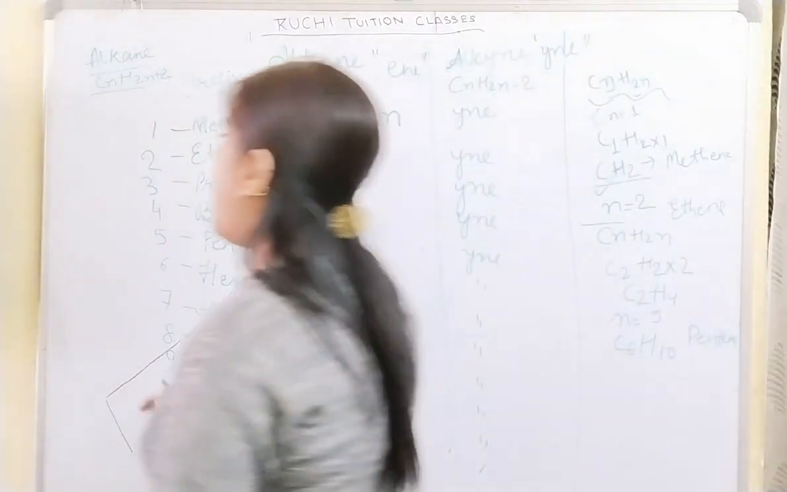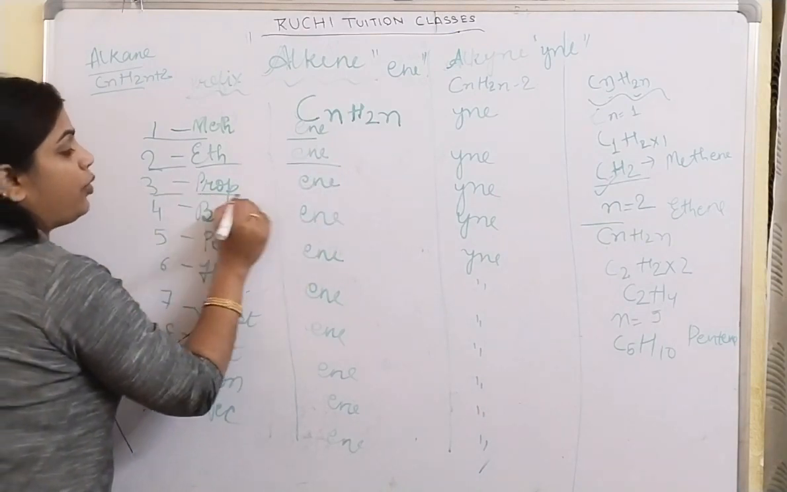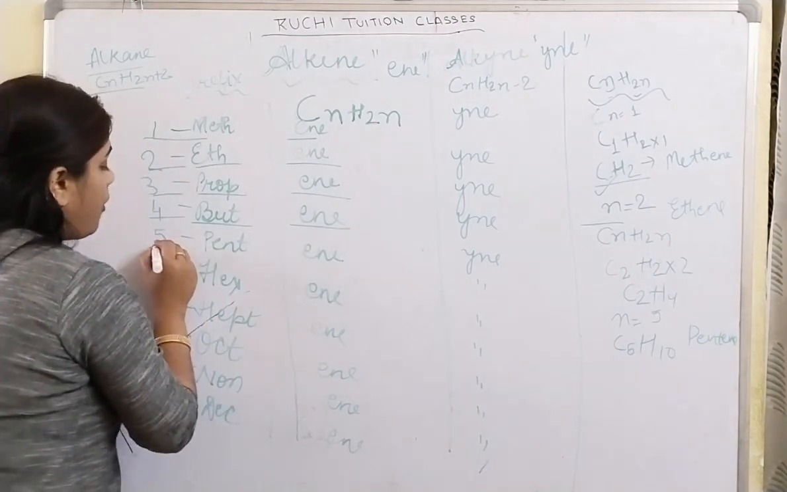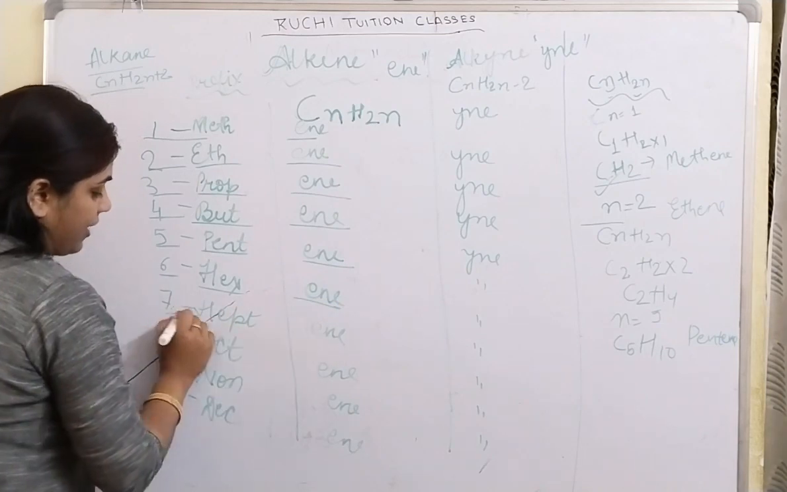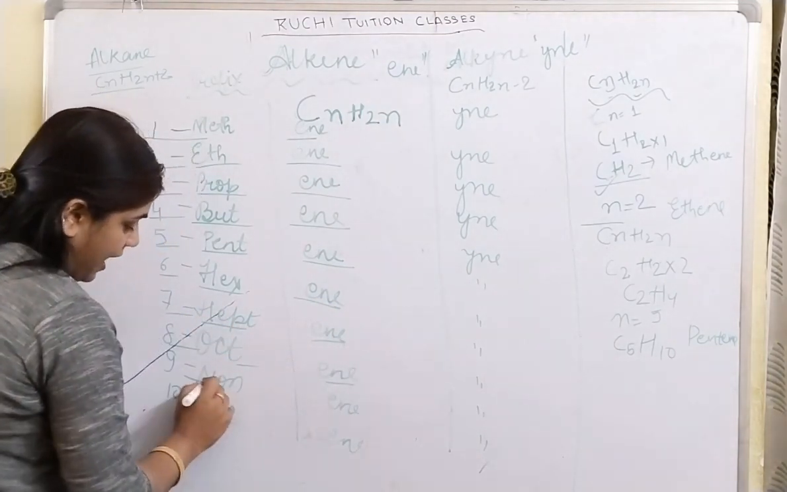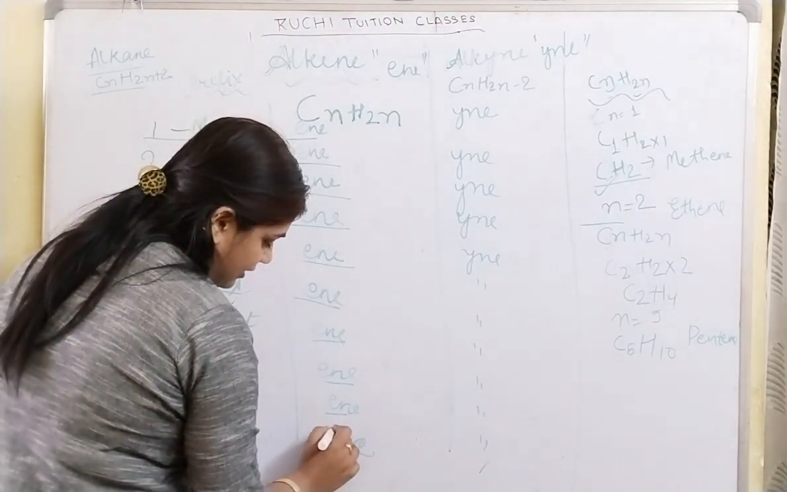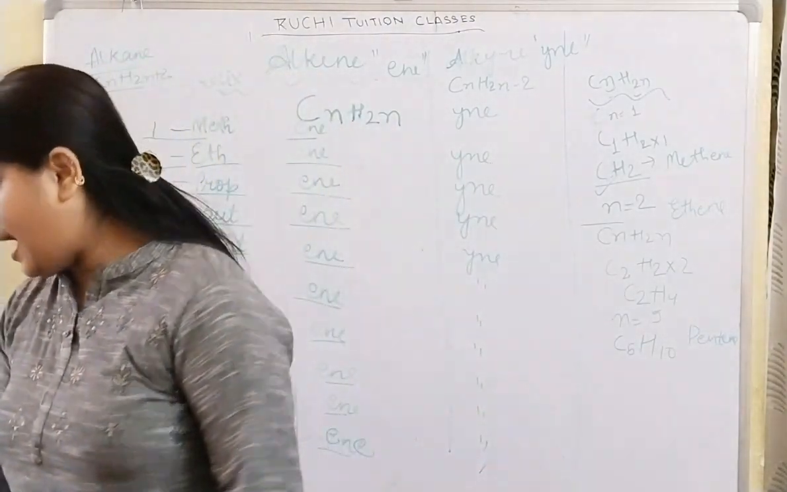So this is how we name the alkene. So for 1 meth-ene, 2 eth-ene, 3 prop-ene, if the number is 4 then but-ene, 5 pent-ene, 6 hex-ene, 7 hept-ene, 8 oct-ene, 9 non-ene and 10 is dec-ene. Yes. Now let's come to the formula for alkyne.